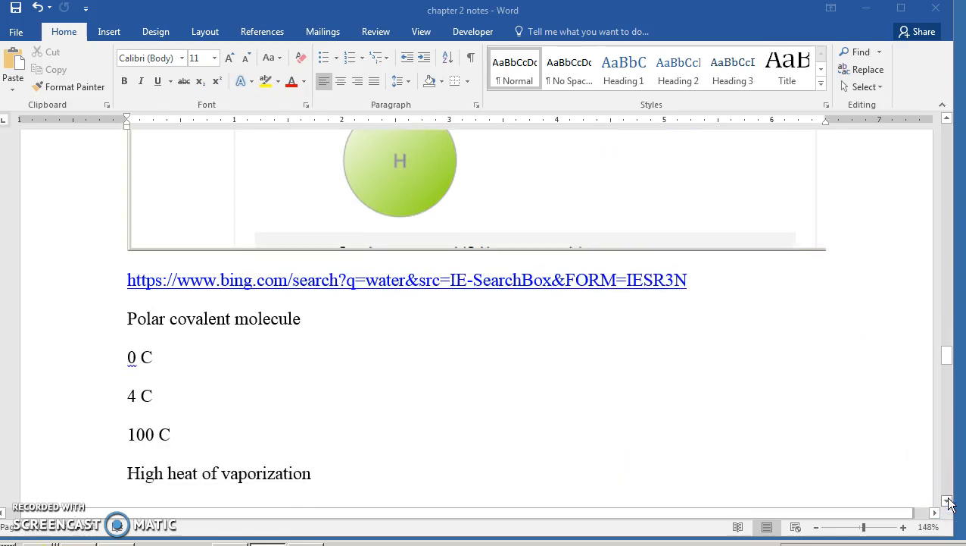So water is described as a polar covalent molecule. It forms covalent bonds, but the electrons are not shared equally, so it causes parts of the molecule to become polar. Kind of like poles of a magnet or a battery.